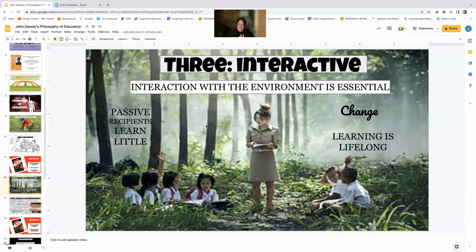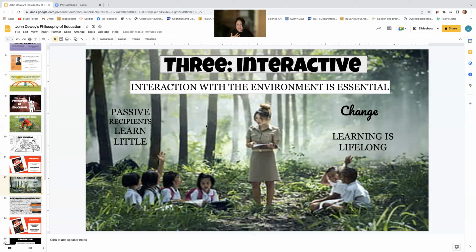All right. Let's get on to our third principle of John Dewey's educational philosophy. He believes that interaction with the environment is essential to the learning process. So basically, not just about getting out into nature and things like that, but just being in the environment in which you're a part of.